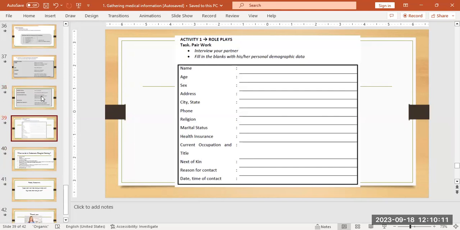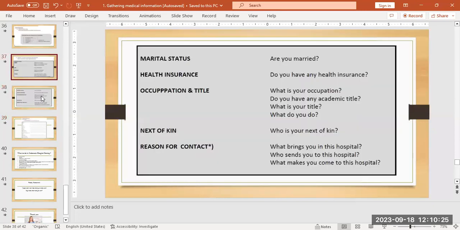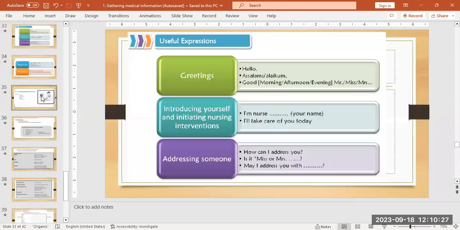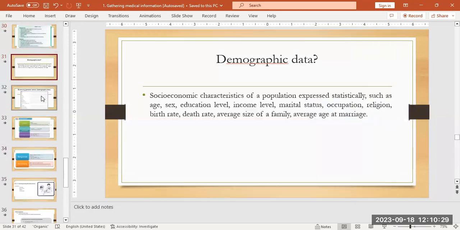If you want to ask about the elimination pattern, how you pee, how you poop, you can ask about bowel movement or water works. History of past health, you can ask what kind of disease you have had before. Are you allergic to what?